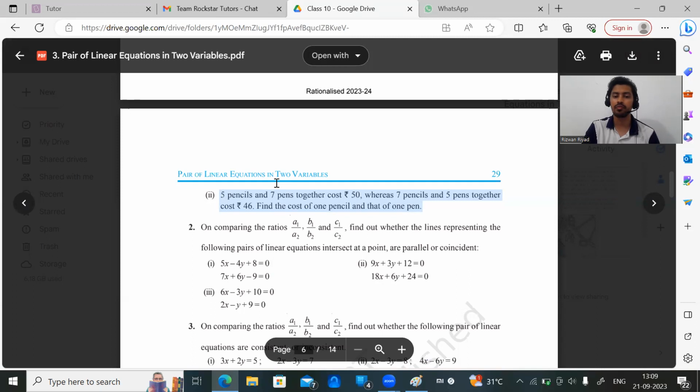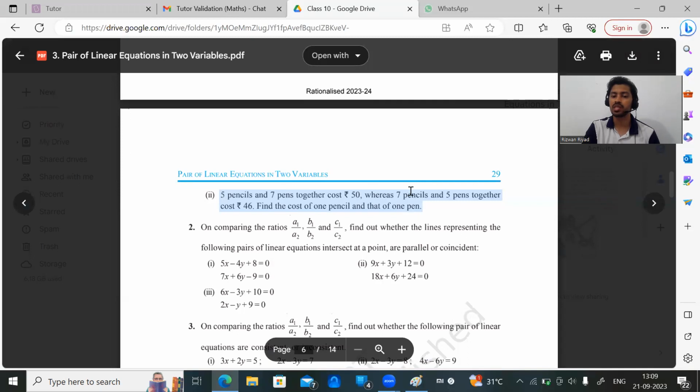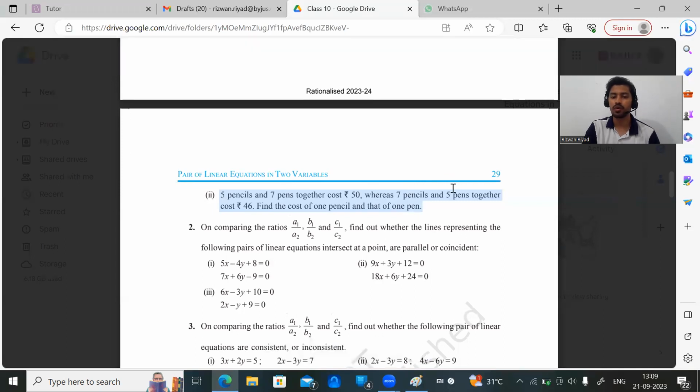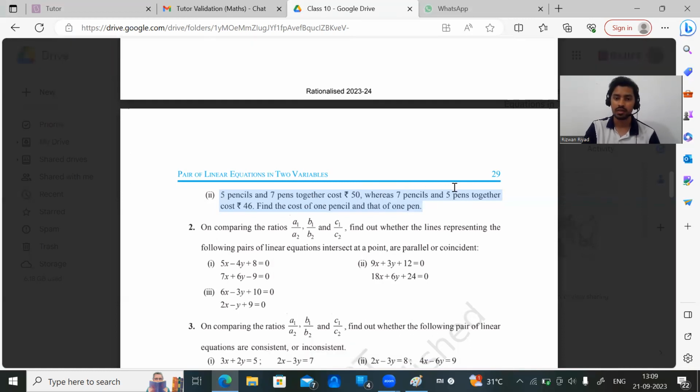Okay, 5x plus 7y equal to 50. That is the first equation. Which is the second equation? In this case, 7 pencils and 5 pens together cost 46 rupees. 7 pencils cost means 7x. 5 pens cost means 5y. So if you add them, you will get 46. So 7x plus 5y equal to 46. That is our second equation.